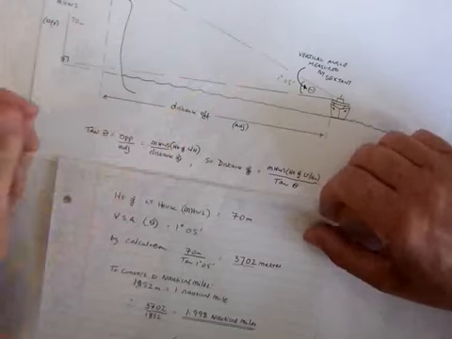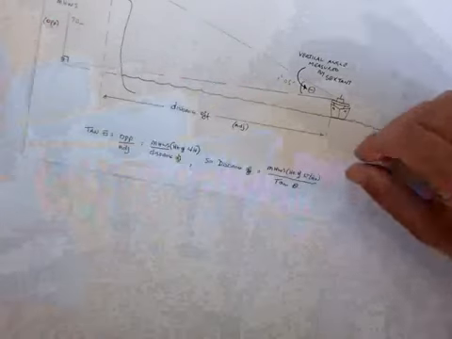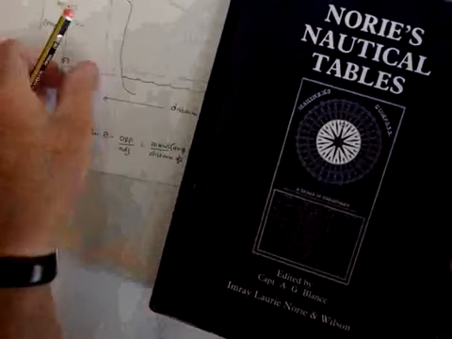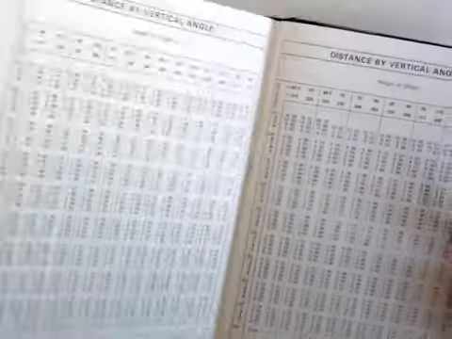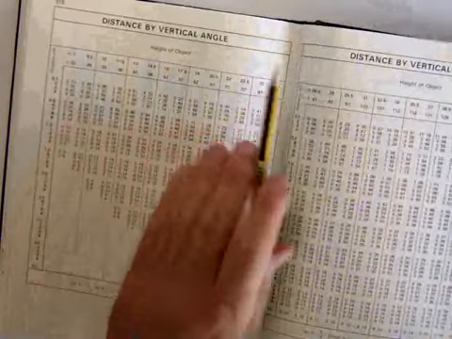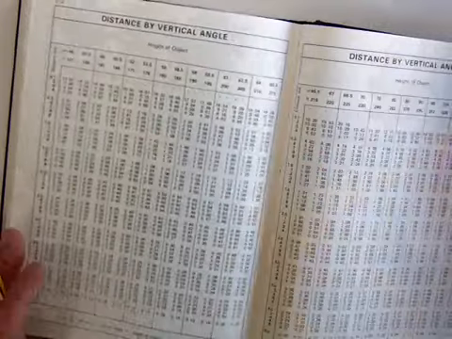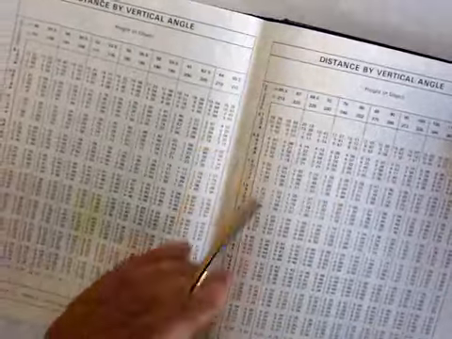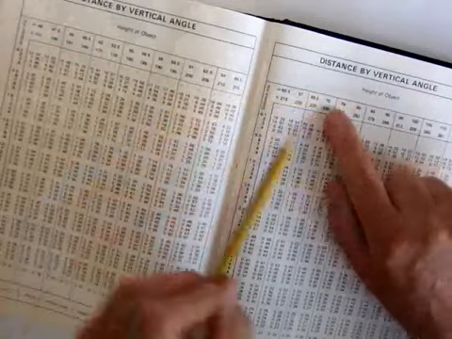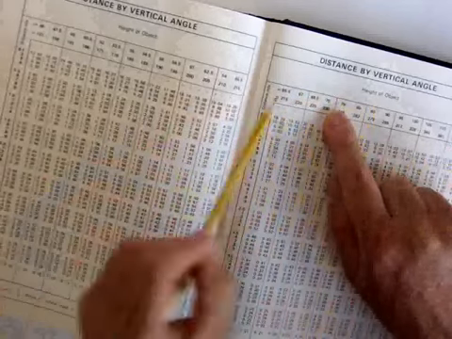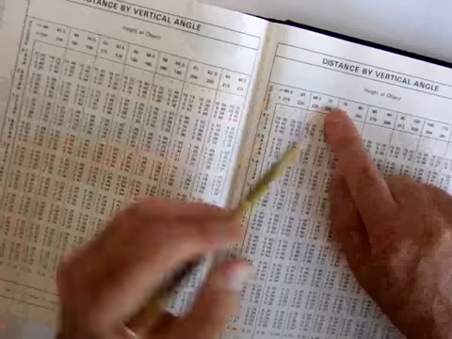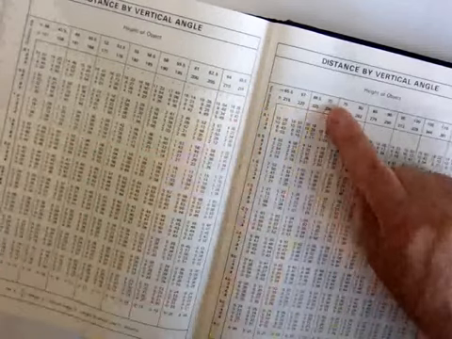We can also obtain this information from Norie's Nautical Tables, starting on page 510, distance by vertical angle. Okay, so let's look it up in the tables. We know that the height of our object, the lighthouse, was 70 metres. So along the top, height of object 70 metres. Be careful you don't mix up metres and feet. So our height of the object was 70.